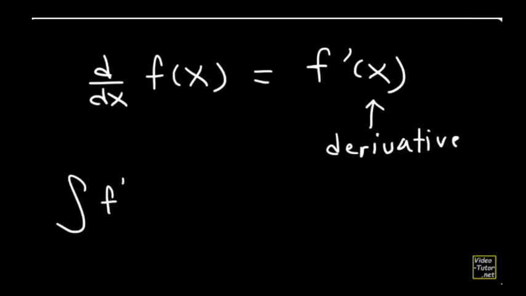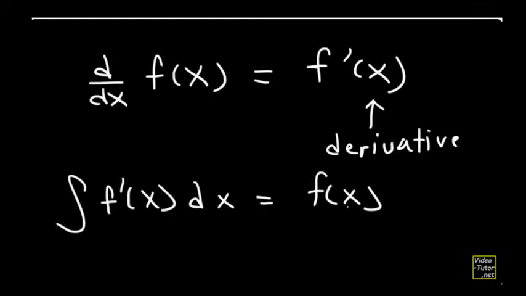Integral of f prime of x is f of x. So this is the antiderivative, or the integral of f prime. So you can think of integration as finding the antiderivative. Now let's begin our discussion with limits.